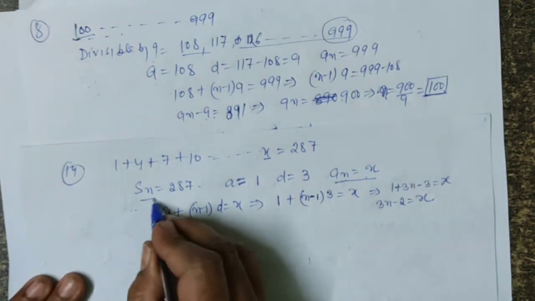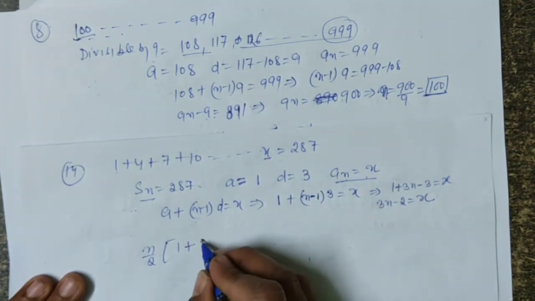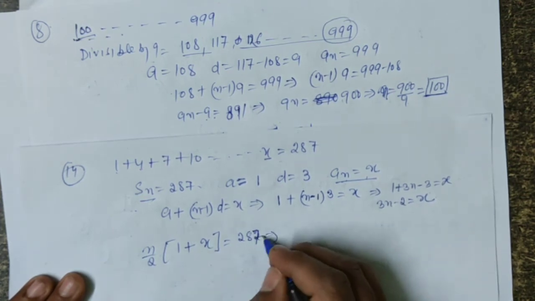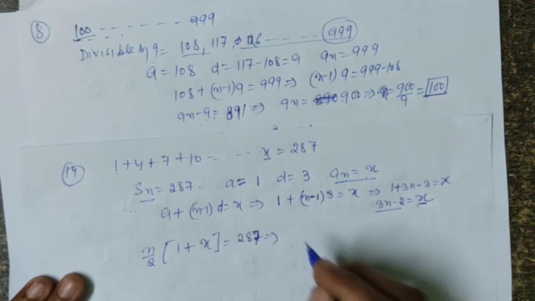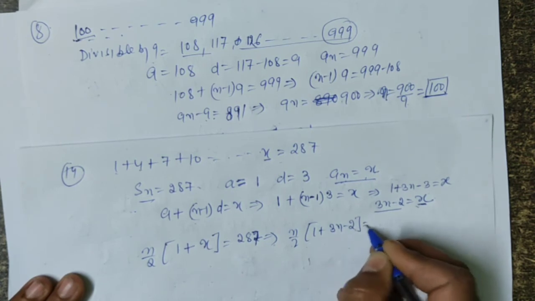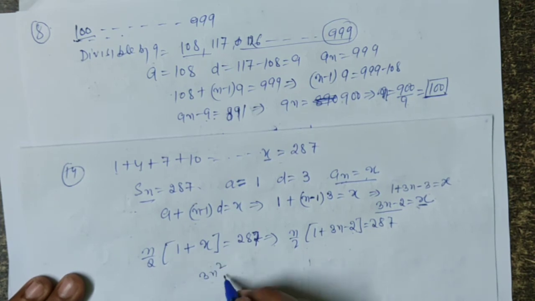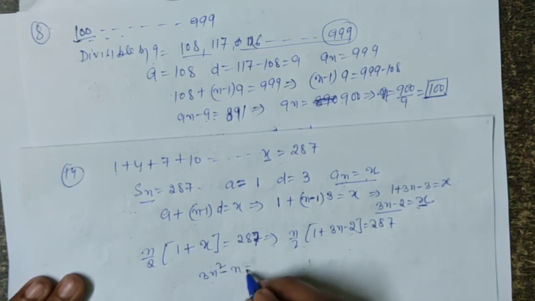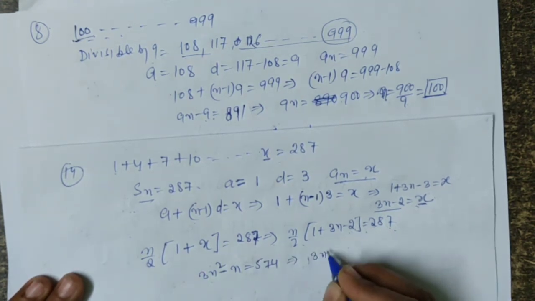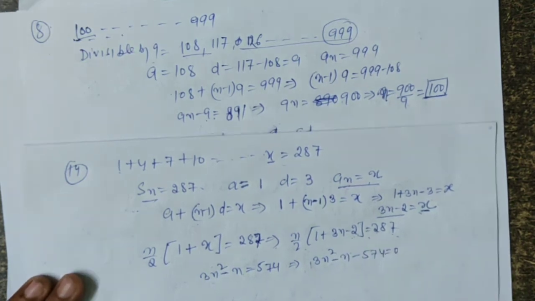Okay, now Sn is n by 2 times a plus an, which is 1 plus x, equal to 287. What is the value of x? This is 3n minus 2. So n by 2 into 1 plus 3n minus 2 equals 287. This will be 3n square minus n equal to 574, and 3n square minus n minus 574 equal to 0.